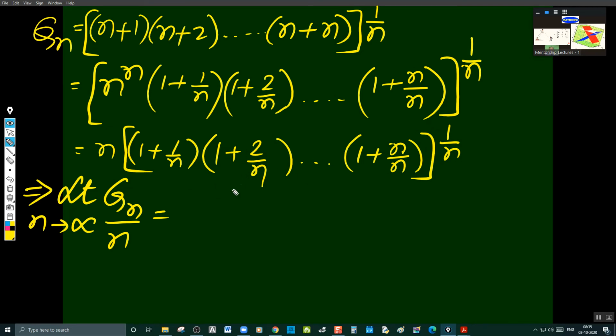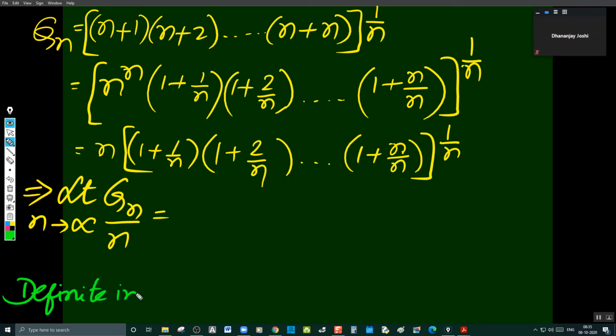So for this, what we do, we will apply the logarithm. We will apply the logarithm, and don't forget, I said definite integral as a limit of sum. Do you remember this? Definite integral as a limit of sum.